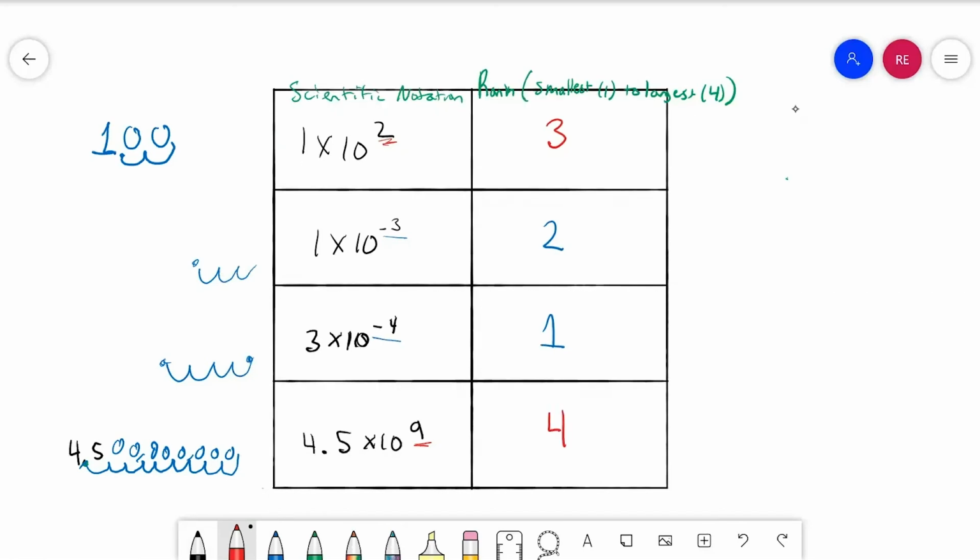Now you try. Linked in the description below is a worksheet to practice scientific notation.